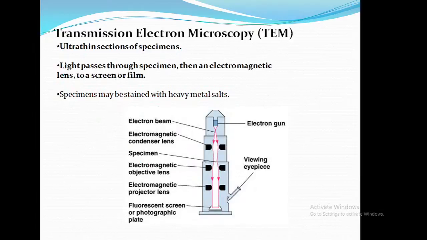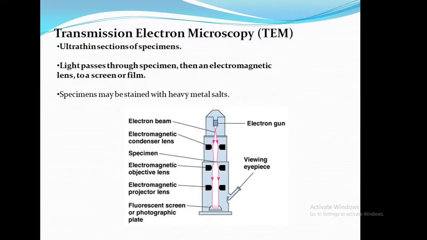First, transmission electron microscopy. It uses an ultra thin section of the specimen. The electron beam passes through the specimen, then through an electromagnetic lens to a screen or film. The specimen may be stained with heavy metal salt. Now see the composition of the transmission electron microscope.